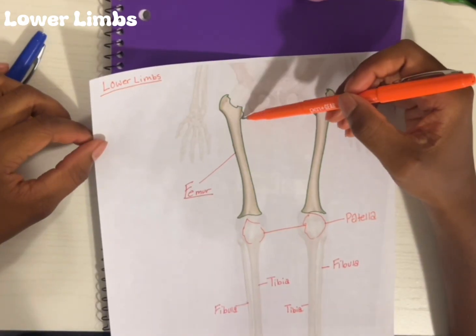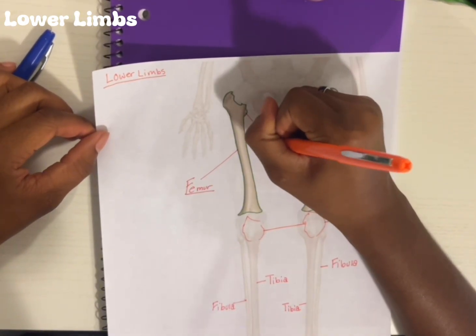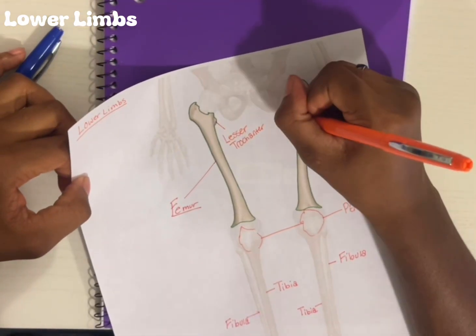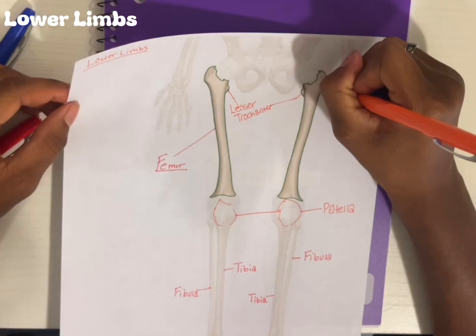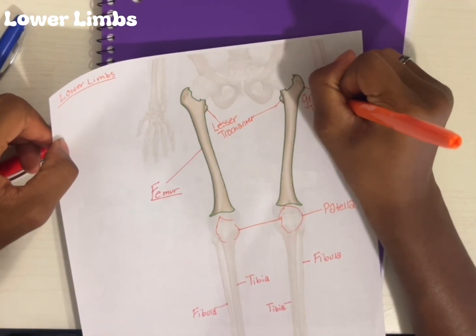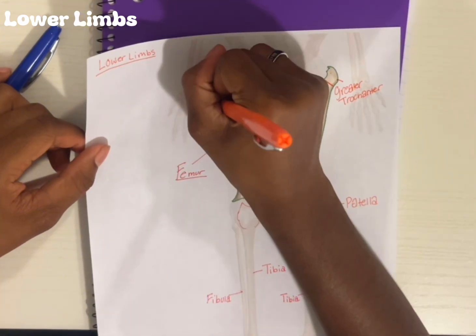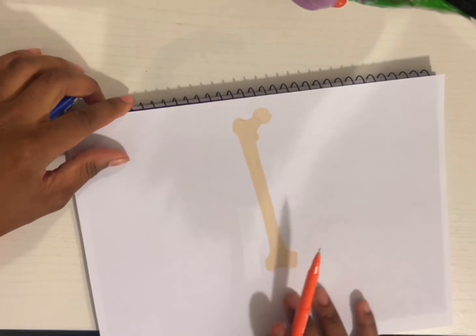If we go into the femur, then on this end, we can see the lesser trochanter. On this side, we can also see the lesser trochanter. I guess this whole thing would be the greater trochanter. This is the neck. And yeah, that's what I'm going to show for this picture. I don't like it, to be honest.